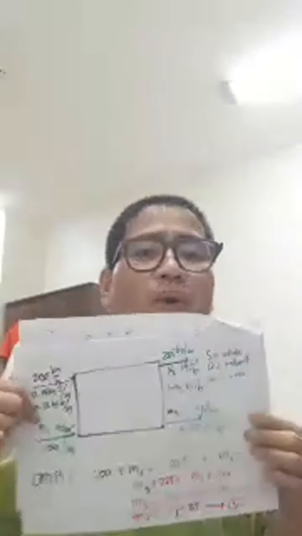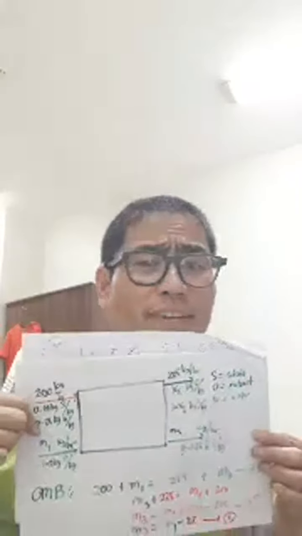So it's 200 minus 225. M3 equals M1 minus 25. So this is our equation 1. To solve for M3, which is required in the problem, we first need to solve for M1, since you don't have the value of M1 yet.